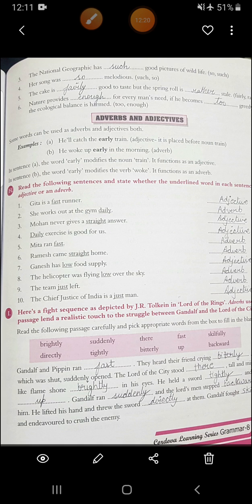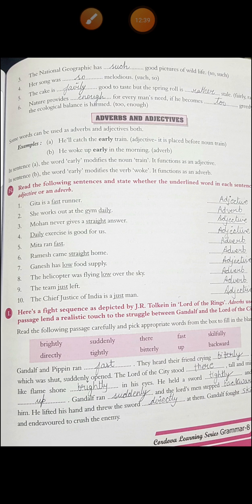Second, she works out at the gym daily. It's an adverb. Third, Mohan never gives a straight answer. Adjective. Fourth, daily exercise is good for us. Daily exercise. It is modifying a noun. It is an adjective. Fifth, Rita runs fast. Adverb. Sixth, Ramesh came straight home. Adverb. Seventh, Ganesh has a low food supply. Adjective.